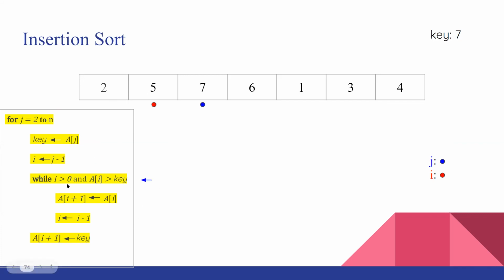And is I greater than 0? Yes. And what is AI? AI is 5. Right? Is 5 greater than key? No, ma'am. So we will not go into the while loop and just go here and set the I plus 1th value to the key. What is the I plus 1th value? I is over here. So I plus 1th value is this value and we're going to set it to key. It's already the key, so we don't need to do anything.